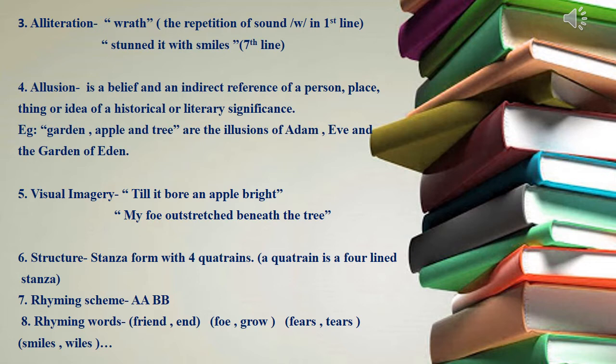Allusion. It is an indirect reference to a person, place, thing or idea of historical or literary significance. So here we can see, for example, garden, apple and tree. They are allusions to Adam and Eve and the Garden of Eden. As I told you earlier when we were discussing symbols, William Blake has used this allusion by bringing out the story of Adam, Eve and the Garden of Eden using the apple. Garden, apple and tree, those three give the meaning of allusion. It's one of the techniques that William Blake has used.